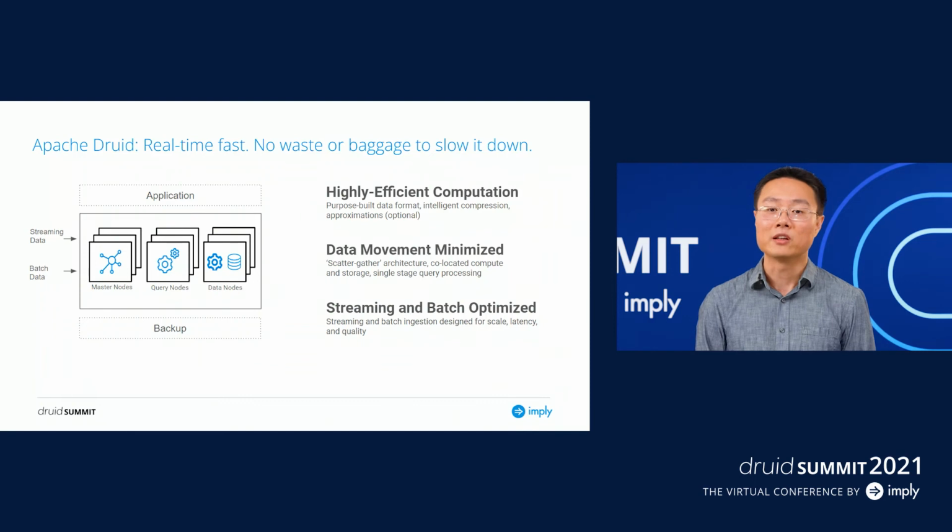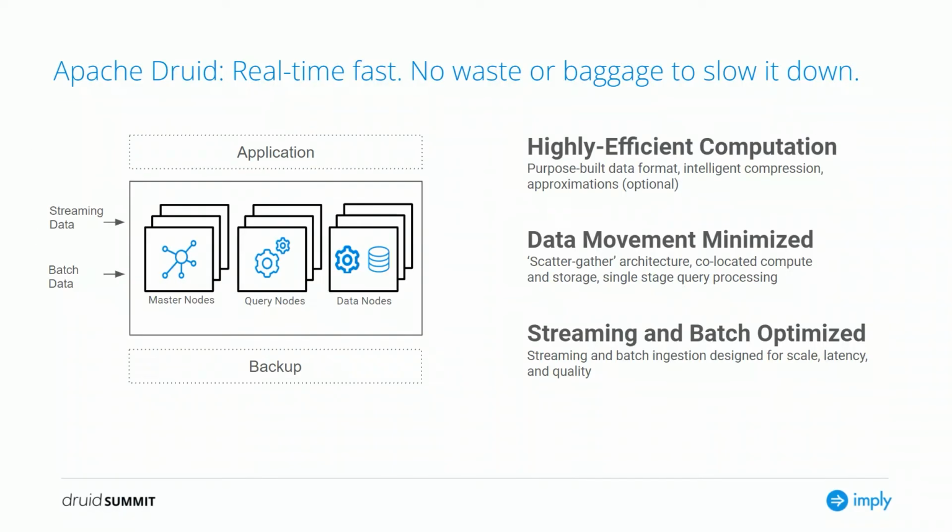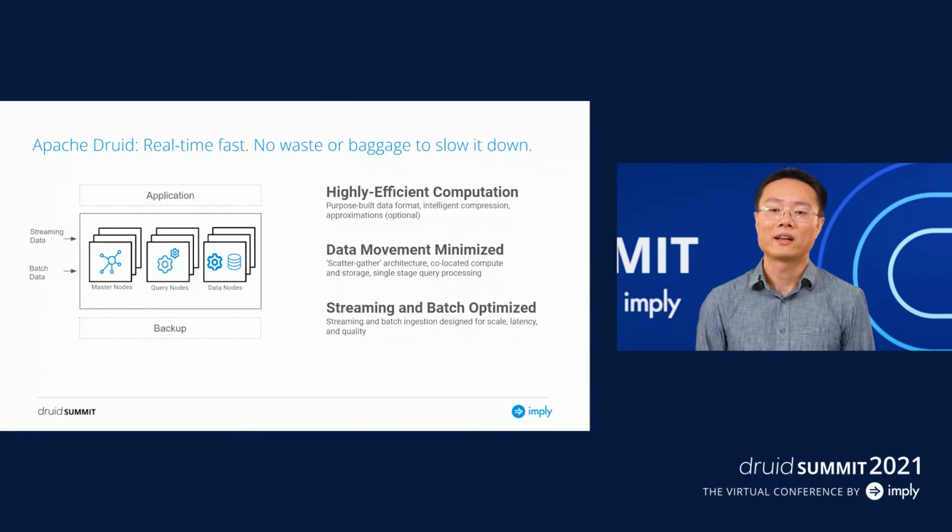It does very intelligent compression. It also does approximations on queries where appropriate. This is completely optional. Another core concept of Druid's architecture is that it tries to minimize data movement. So it has a scatter-gather architecture where storage and compute are co-located. And it also executes single-stage query processing, which really just means we're trying to put compute and storage as close together as possible so we can run queries as quickly as possible.